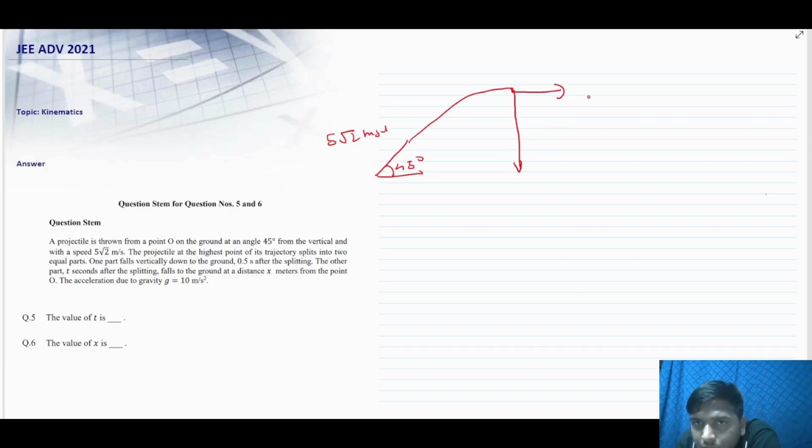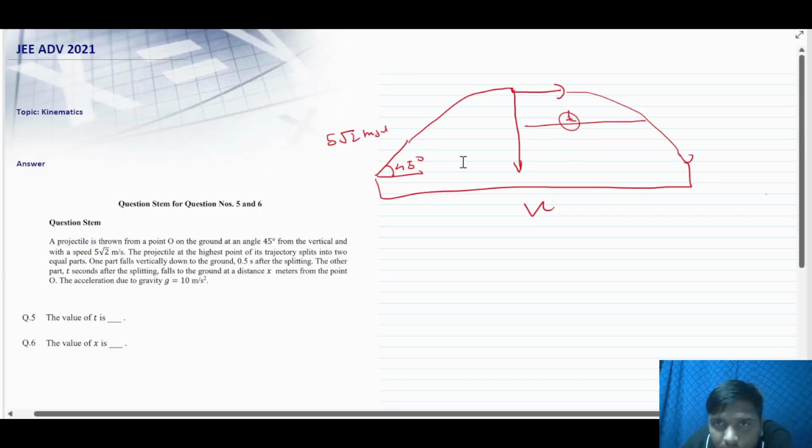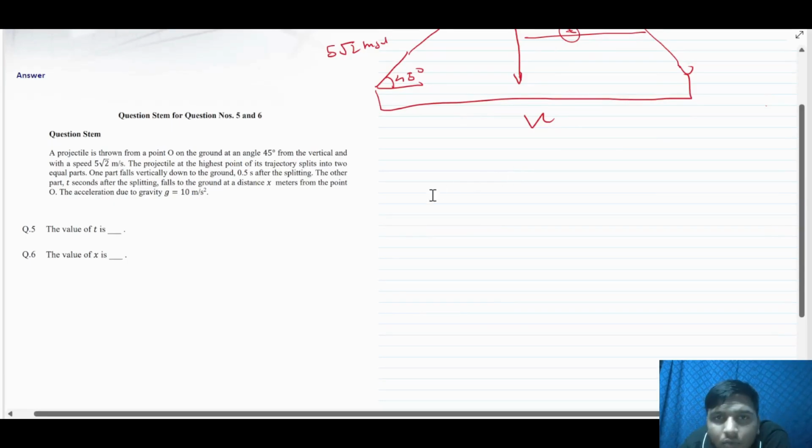So there is a projectile released at an angle of 45 degrees with a speed of 5 root 2 meters per second. It goes up to its maximum height and breaks down into two parts. One part falls directly here, and one part moves on further, which comes to the ground after t seconds. The distance from the origin O is x. So we have to determine t and x here. So how can we approach it?